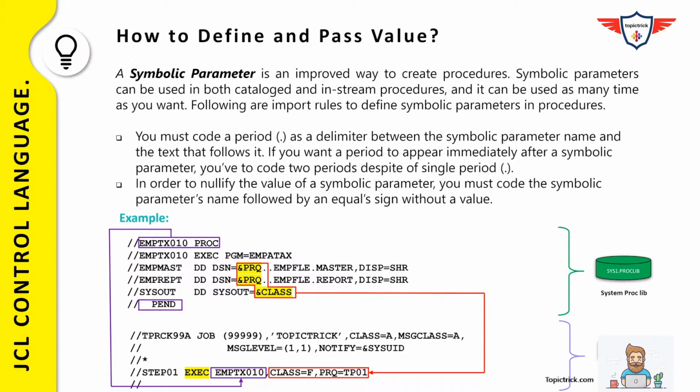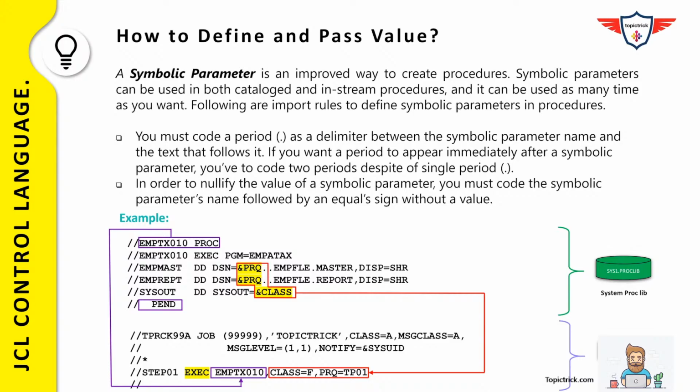If you look at the sample JCL given underneath, there's a STEP01, which is actually an EXEC statement invoking the catalog procedure EMPTX010. And after the name of the catalog procedure, you have a comma followed by the values that I want to pass to these two symbolic parameters. I've passed the value of CLASS as F, and the value of the PRQ symbolic parameter is TP01. If you look at the previous slides, there I used the hard-coded value TP01, but in this case I'm passing the same value with the help of a symbolic parameter.